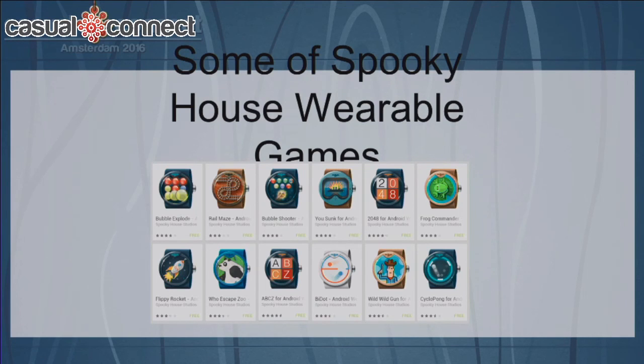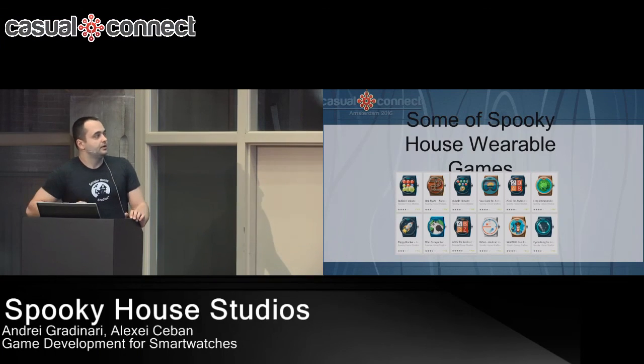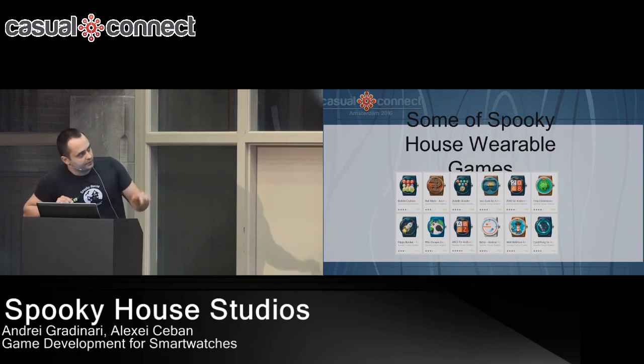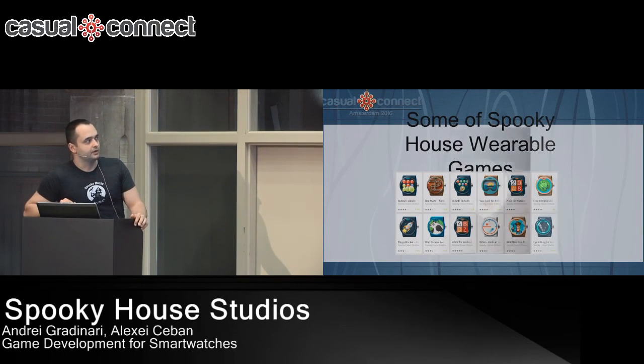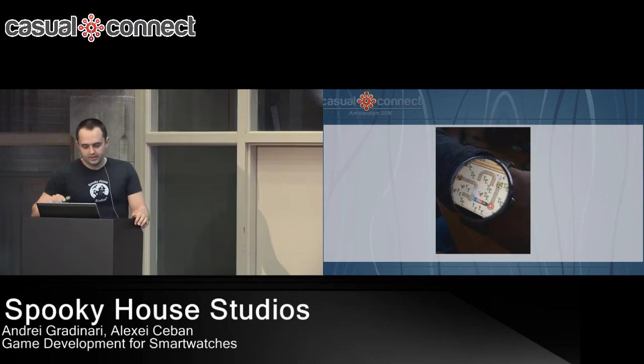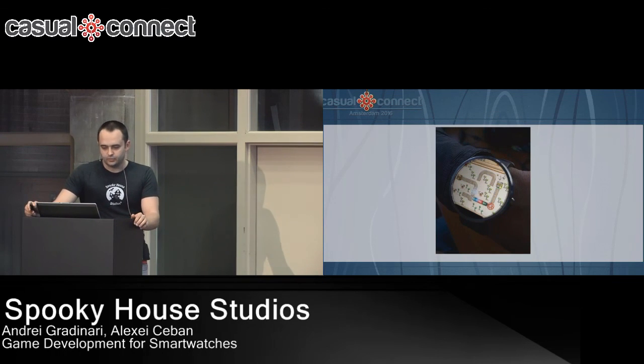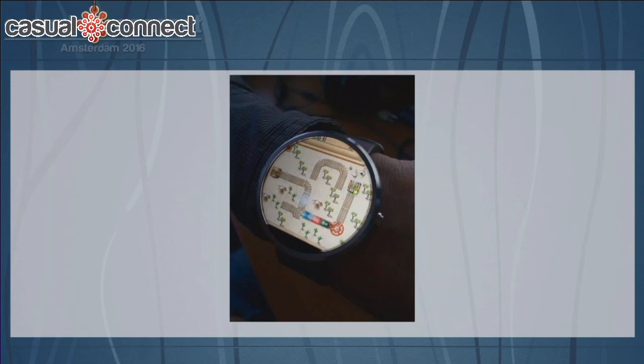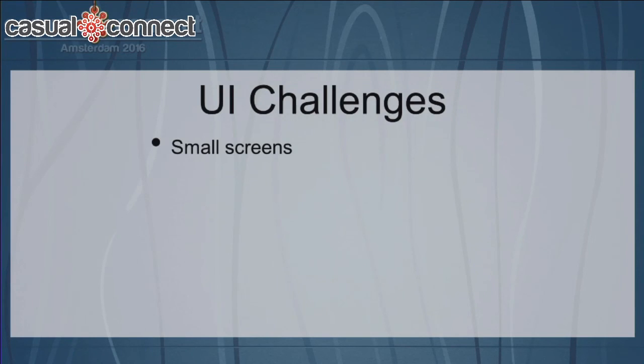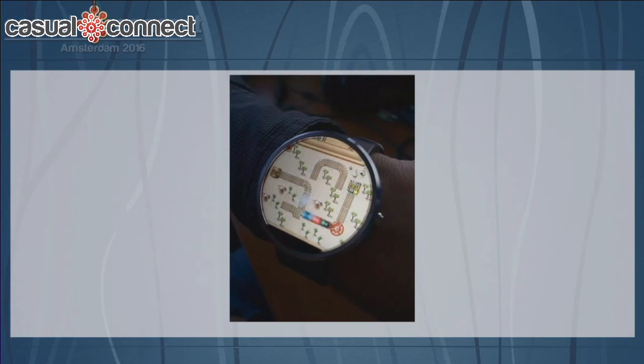So here are some of the Spooky House wearable games. You can see my favorite ones are the one with the submarine and with the rails, and the one with the red and blue dots. It's only a few of the games that we have now available on the smartwatch platform. And this is Alex's hand with a rail maze game running on Motorola 360, which is one of the most widespread Android Wear watches. As you can see, it's quite small, but it's playable.